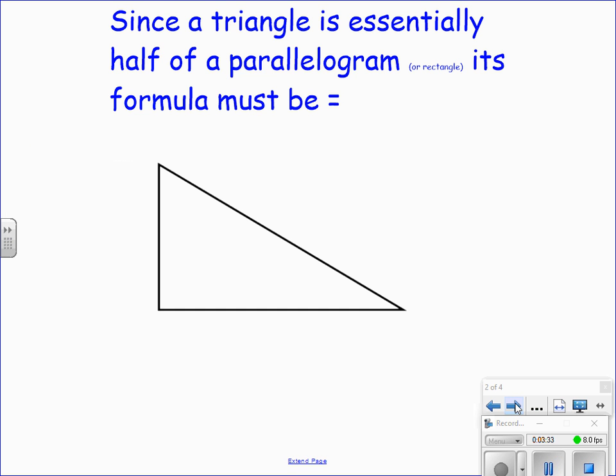All right, well, let's get into this. Since a triangle is essentially half of a parallelogram or a rectangle in little teeny words, how neat is that little teeny writing? Its formula must be... It says nothing here. Nukes, how am I supposed to tell what the formula is if it's not written down? Your notes are lacking. You should be ashamed of yourself.